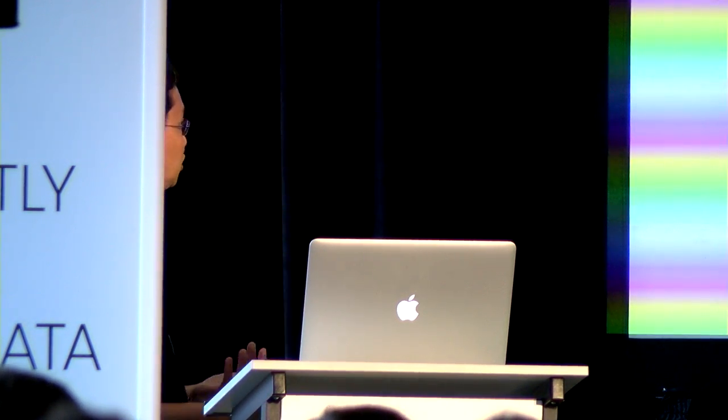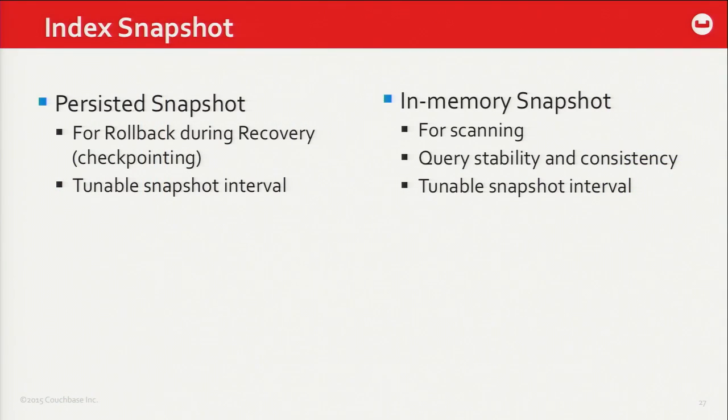While the index is being updated, the indexer will create two types of snapshots. One type is called the persistent snapshot, and what the persistent snapshot does is for recovery. It creates versions of the index on disk, so that if the indexer needs to roll back to earlier versions of the index, it can take a look at the persistent snapshots and pick one.